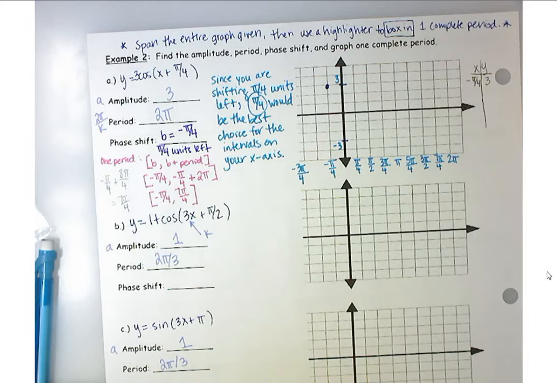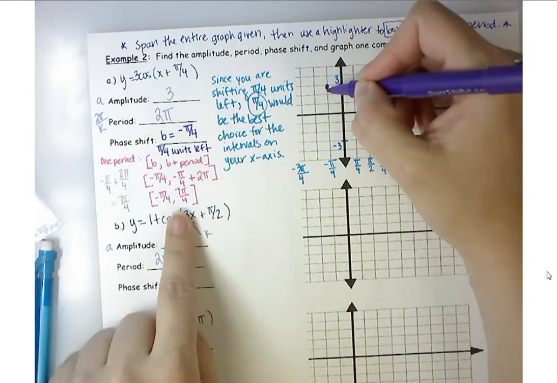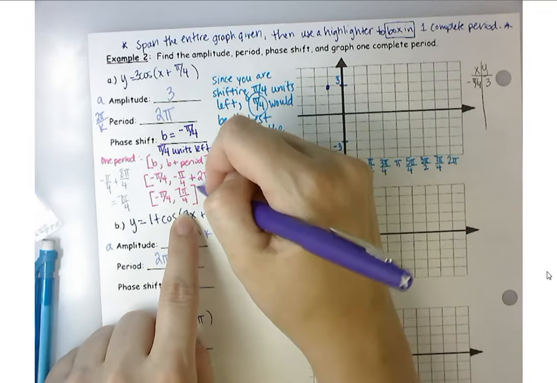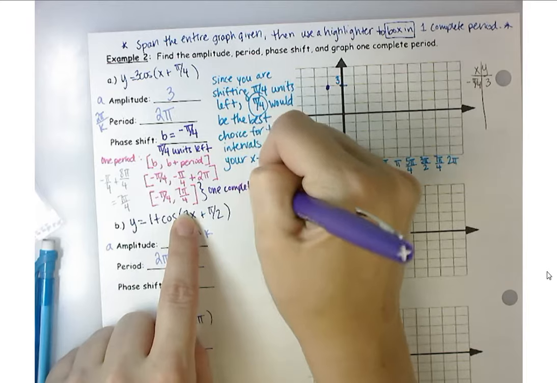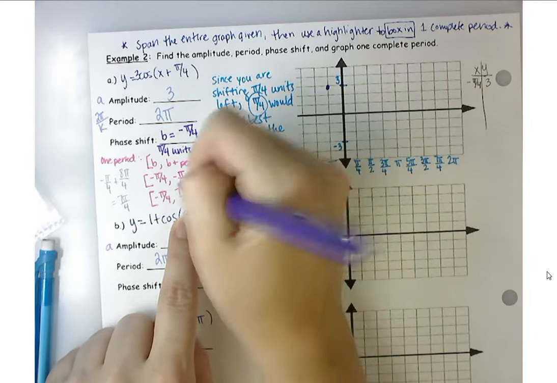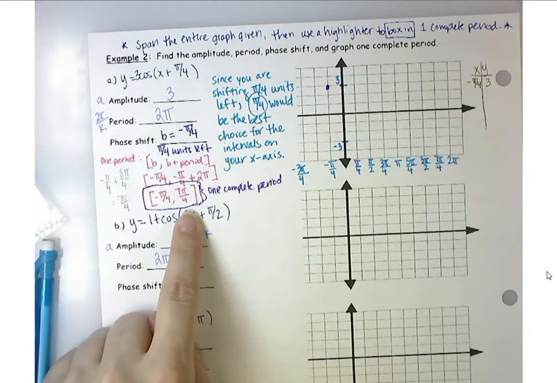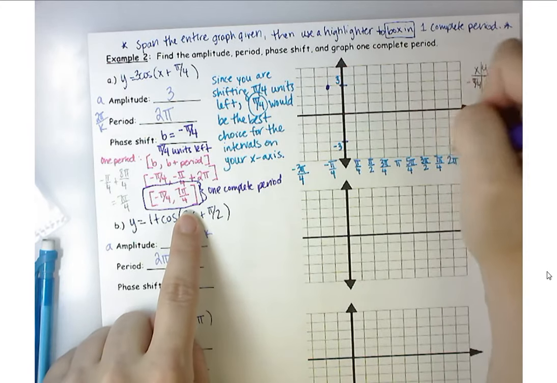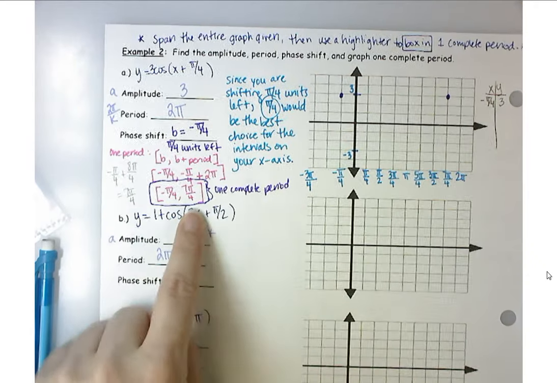And then I'm going to use the pattern to do the rest of it. The pattern tells me that at the end of my period, I'm going to be at the same place. Here's the end of my period. So this is one complete period. If I'm starting at negative pi over 4, the end of my period is 7 pi over 4. And I know I'm going to hit the same value.